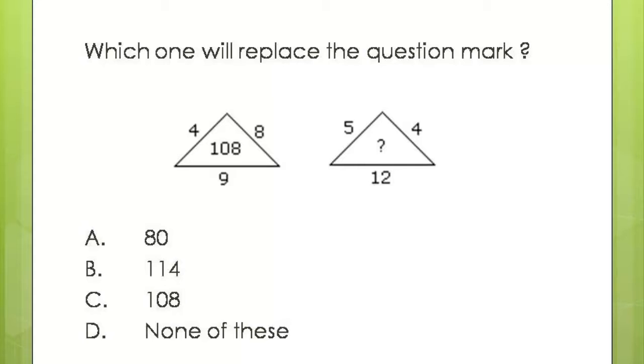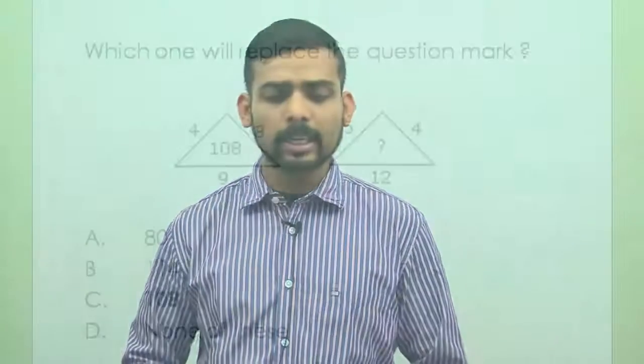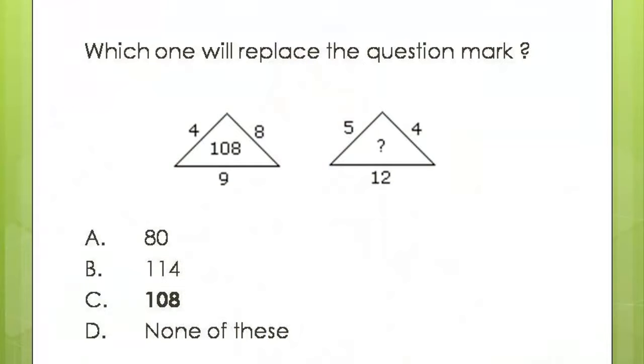The logic that applies for the first one will also apply for the second one. If you add up 4 and 8, you get 12, and then you multiply that by the bottom number 9. 12 into 9 gives me 108. I'll apply the same logic to the second triangle. I'll add up 5 and 4, the two numbers at the top, that gives me 9, and I'll multiply it by the number at the bottom, that is 12. 9 into 12 will again give me 108. So I'll select answer choice C, that is 108.